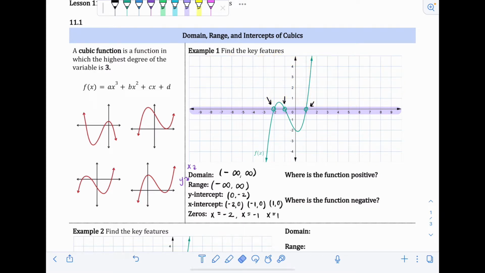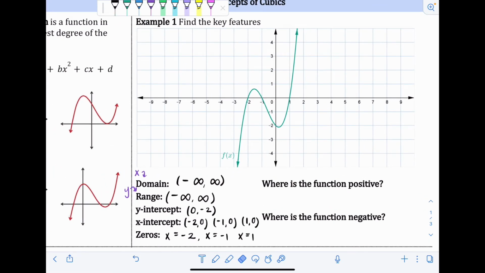Okay, so there's a few different sections where the function is positive, and you do have to write them in separate areas. So we zoom in a little bit. The function is positive right here, and then it's also positive right here. So we'll have to write those. Those are the sections above the x-axis. They have positive y values. We have to write them in different parts because they're separate parts of the graph.